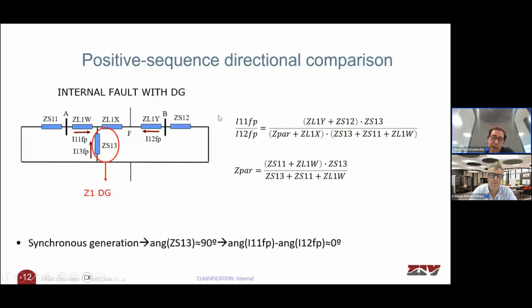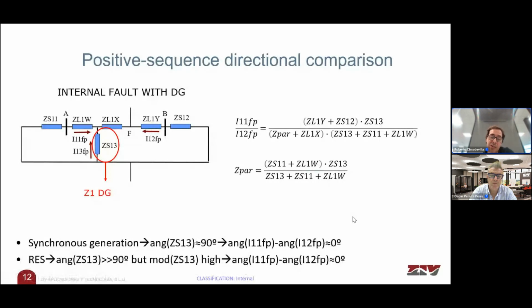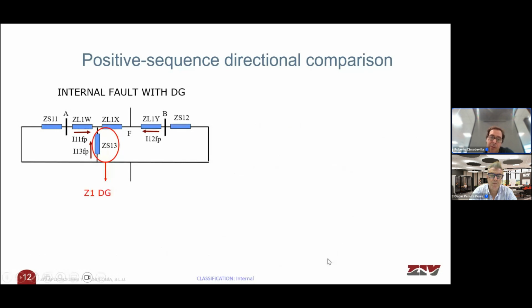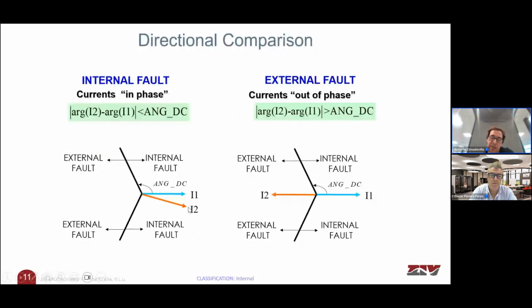So if we have synchronous generation, this angle will tend to be around 90 degrees. So the angle between both currents at both ends of the line will tend to be around 0 degrees. And if we have renewable energy sources, the angle could be much higher than 90 degrees, but the module will be very high because these sources are weak sources. So the angle will tend again to be around 0 degrees. So if we have 0 degrees, the unit will detect an internal fault.